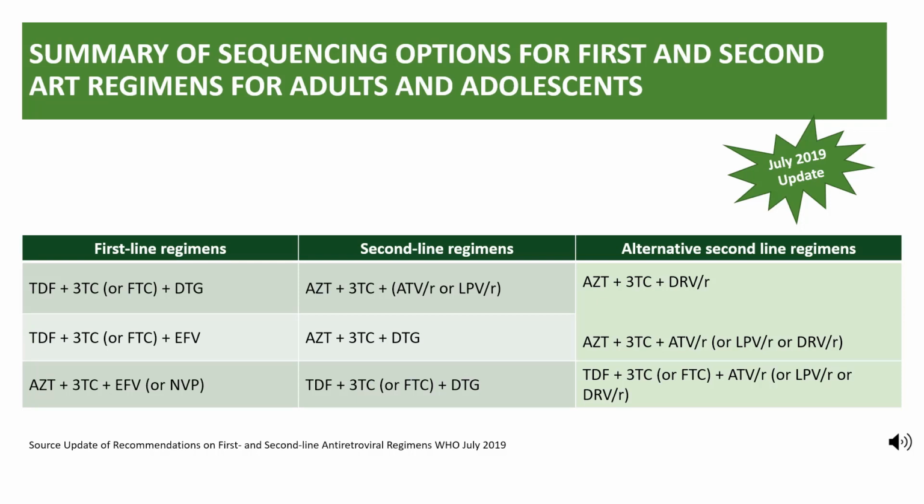summarized in this table. For adults and adolescents who initiated therapy with tenofovir plus 3-TC or FTC plus dolutegravir, the second regimen should be AZT plus 3-TC plus a ritonavir-boosted protease inhibitor, either atazanavir or lopinavir. For adults and adolescents who initiated therapy with tenofovir plus 3-TC or FTC plus efavirenz, the second-line regimen should be AZT plus 3-TC plus dolutegravir. Alternative second-line regimens are listed in the last column.